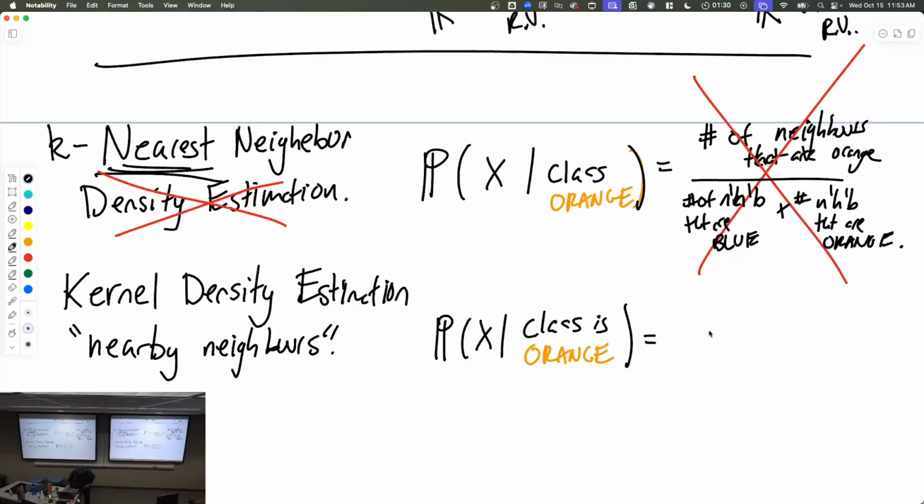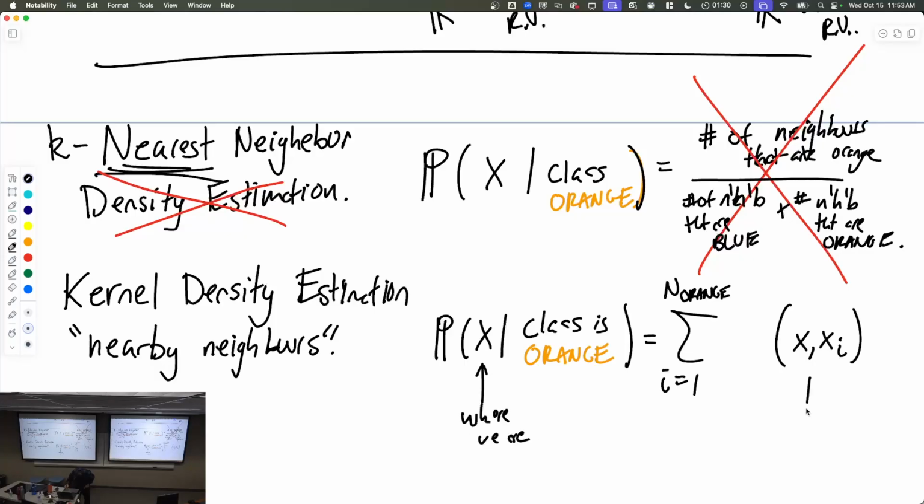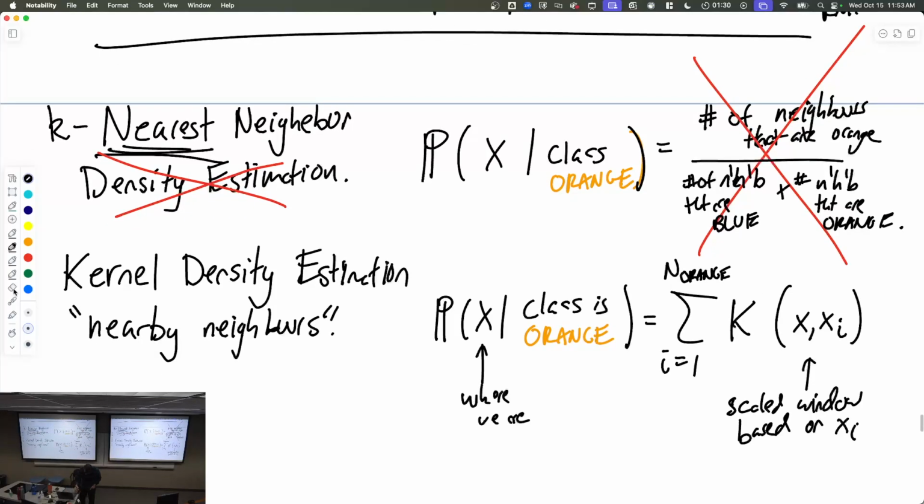is a sum over all the orange points. So sum from i equals 1 to the number of orange points. And what we're going to do is add up a little probability density that depends on the difference between the point xi and the position x. So this is where we are, and we're going to add up a little scaled window based on the location xi. The thing we use to combine these is called the kernel. So we use some kernel, sometimes written k. This is the kernel in kernel density estimation.